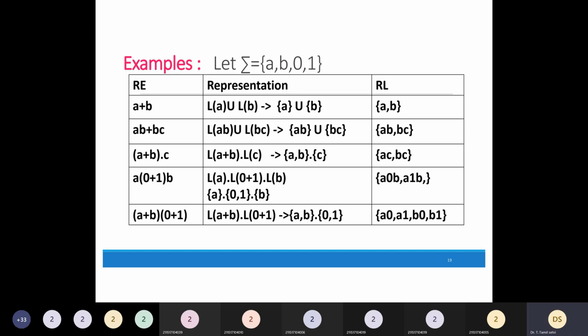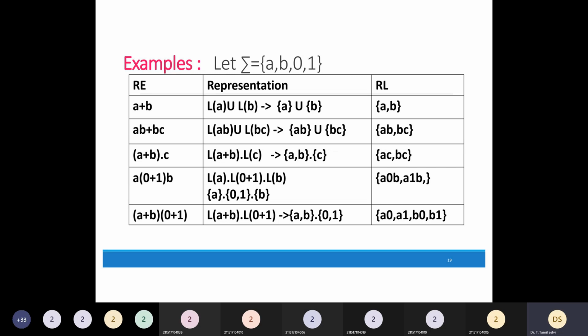See the first one, a plus b is the regular expression. So the language is L of a union L of b, which means a union b. So the language consists of a comma b, which is a regular language. Here we are taking the alphabet a, b, 0, 1. Our alphabet consists of 4 symbols: a, b, 0, 1. So the first regular expression is a plus b.